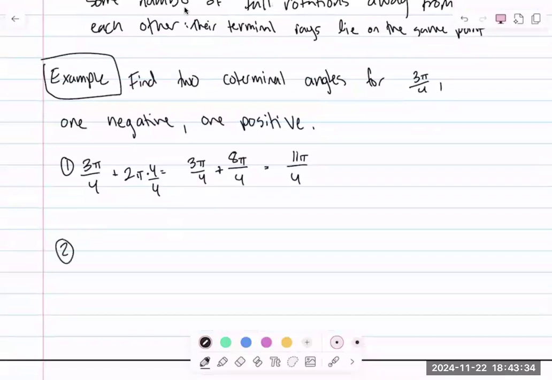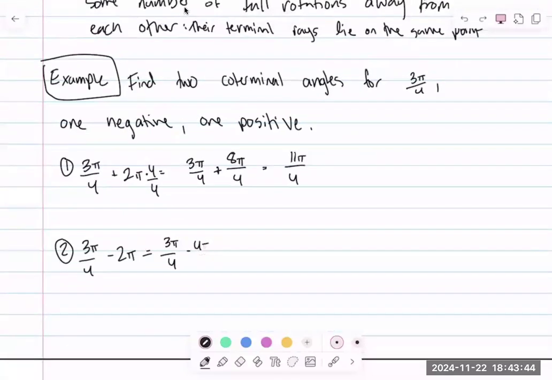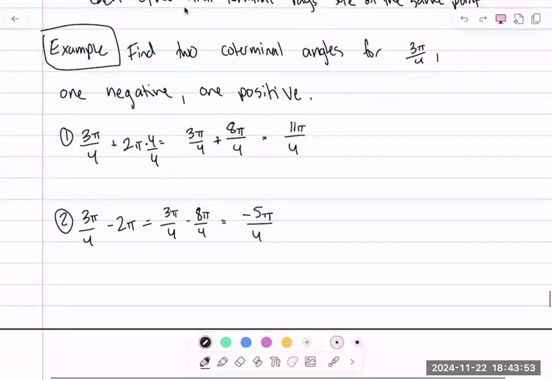And my negative one is going to be 3 pi over 4 minus 2 pi. Well, then that's going to be 3 pi over 4 minus 8 pi over 4, which is equal to negative 5 pi over 4. And these are my 2 angles.